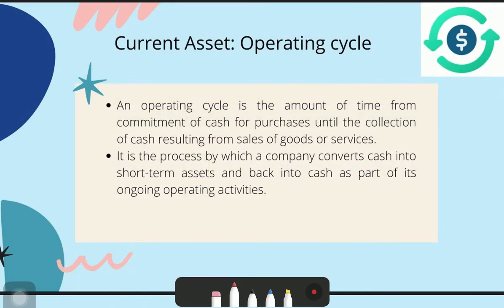Next is the current asset operating cycle. The operating cycle is the average period of time required by a business to make an initial outlay of cash, from producing a good, selling the good, and receiving cash from customers in exchange for the good. That's why it's stated here: the amount of time from commitment of cash for purchase until the collection of cash resulting from sales of goods or services.